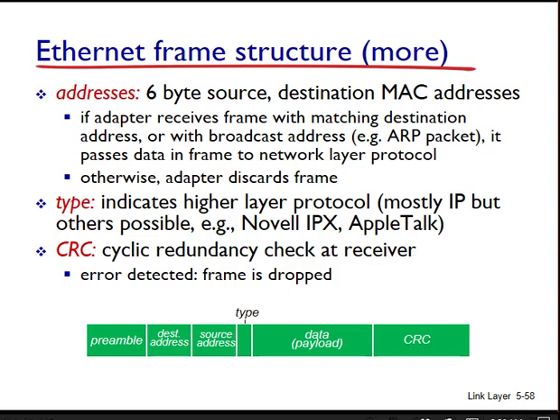The minimum size of a data field is 46 bytes. This means that if the IP datagram is less than 46 bytes, the data field has to be stuffed to make it fill out the 46 bytes. When stuffing is used, the data passed to the network layer contains the stuffing as well as the IP datagram. The network layer uses the length field in the IP datagram header to remove the stuffing. The cyclic redundancy check, CRC, is 4 bytes. As we talked about earlier, the purpose of the CRC field is to allow the receiving adapter, adapter B, to detect bit errors in the frame.